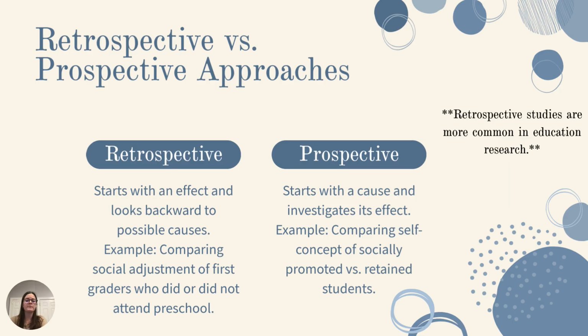And then prospective is looking forward in time. So we begin with the groups first, like students placed in a gifted program. And then we follow them to see long term effects. So most education studies are retrospective because schools keep a lot of past records. So I want you to kind of think for a second, which one sounds like it would be easier? I'll just give you like 5 seconds to think.